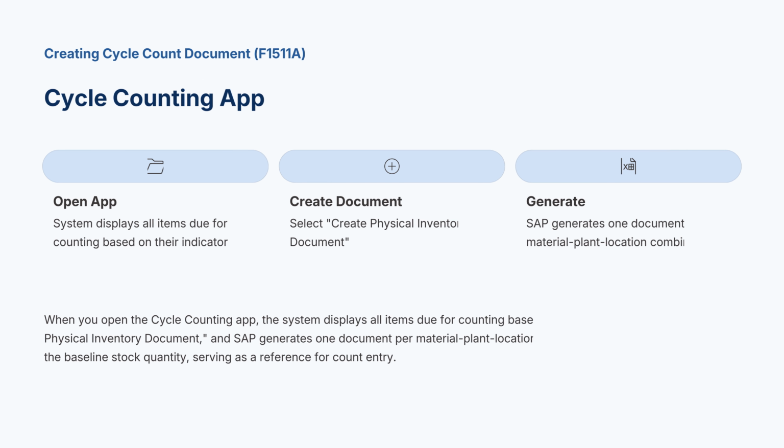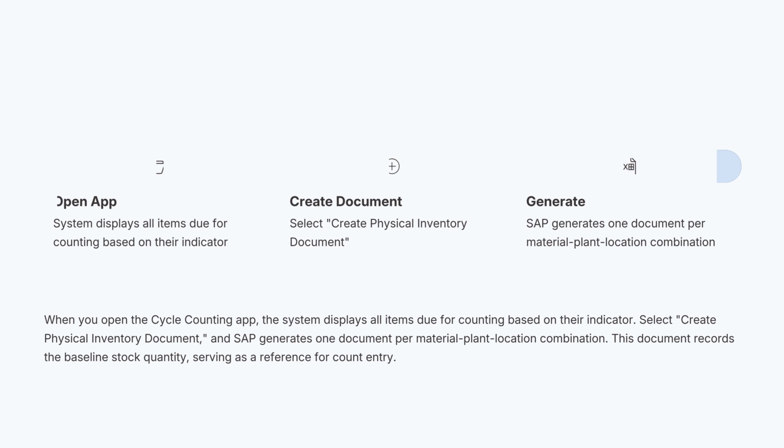Creating Cycle Count Document, F1511A. Let's look closer at the first step. In Fiori app F1511A, the system lists all materials due for counting. Select the ones you want to process and click Create Physical Inventory Document. SAP generates one document per material, plant, storage location combination. Each record captures the current book quantity, which becomes your baseline for the count entry.